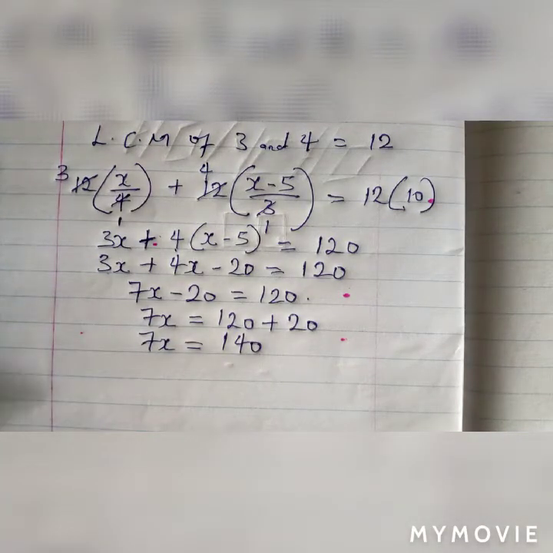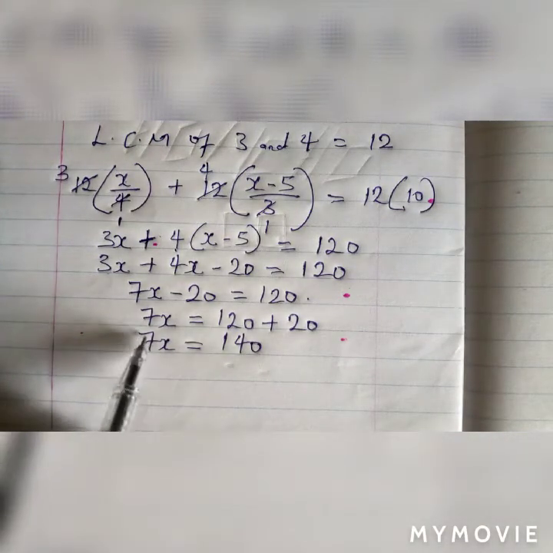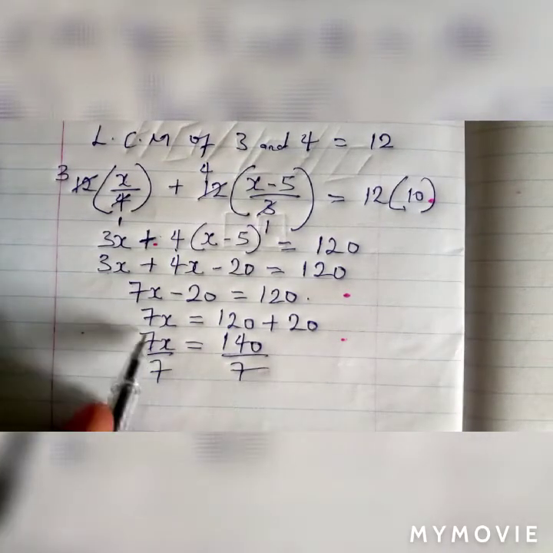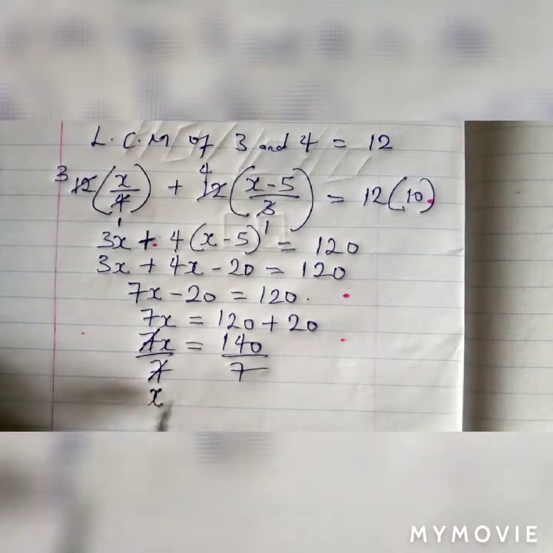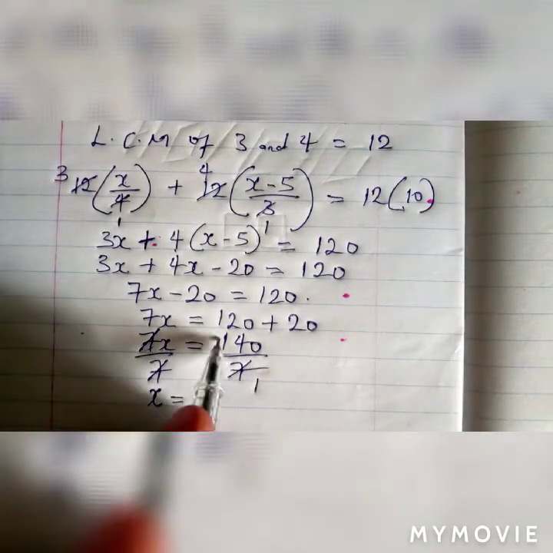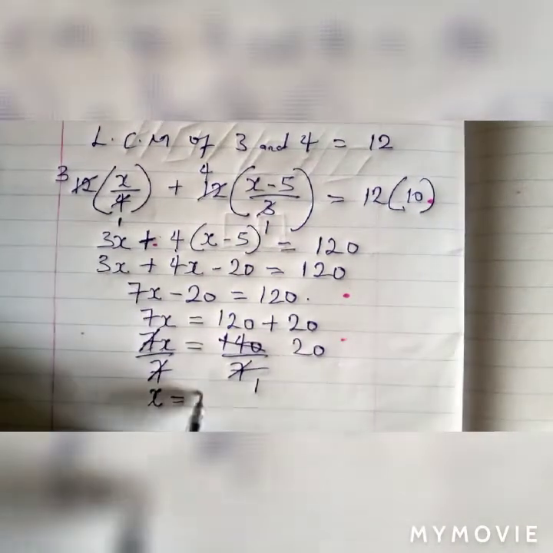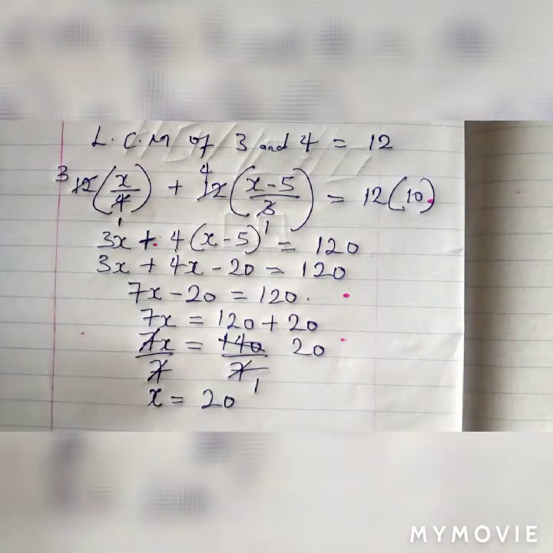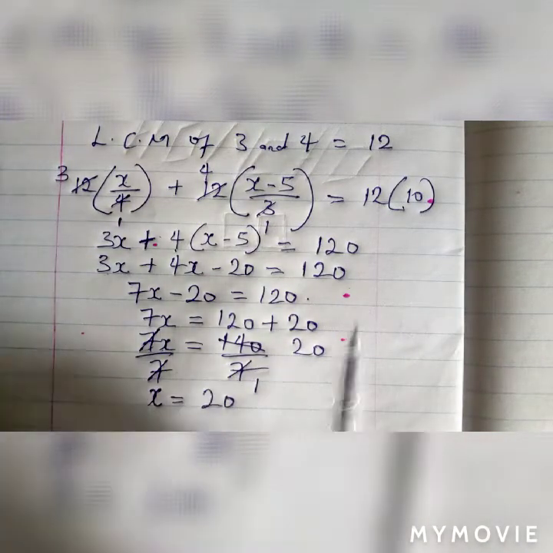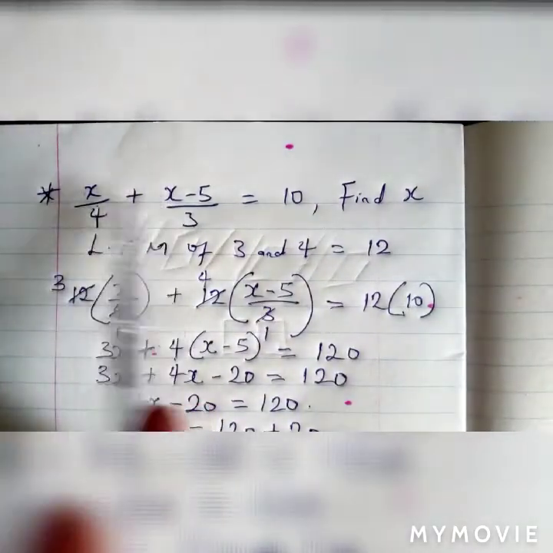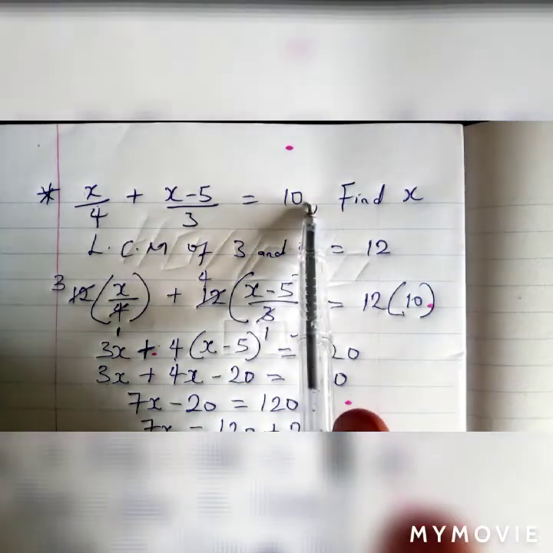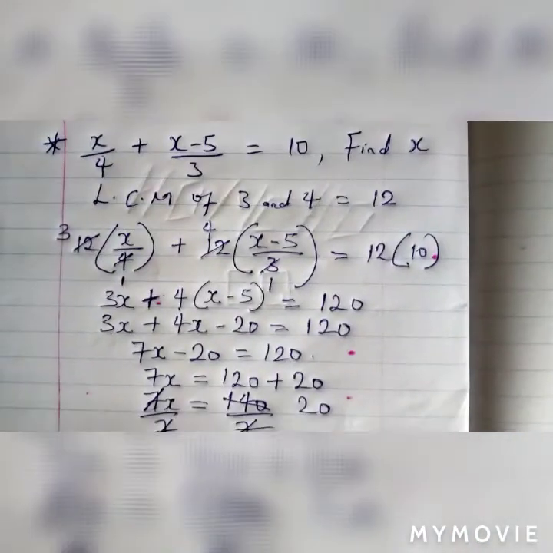So we divide both sides by the coefficient of x. What's the coefficient of x? 7, right? So we divide both sides by 7. 7 cancels 7, we are left with x, which equals 140 divided by 7, which is 20. So the solution here is x equals 20. x can now be replaced by 20. When you substitute it here and solve, you are going to have 10, to verify whether you're correct or not.